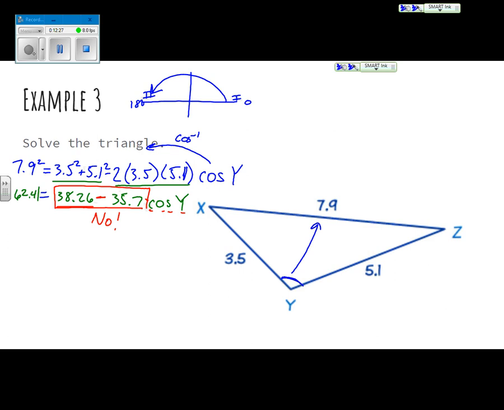So instead, what I'm going to do is subtract off the 38.26 from both sides. So yeah, I'm going to have some algebra on this one, okay? If I mess it up, let me know. 62.41 minus 38.26 gave me 24.15, equals negative 35.7. Ooh, notice I brought down the negative. All right, not letting that throw me off.